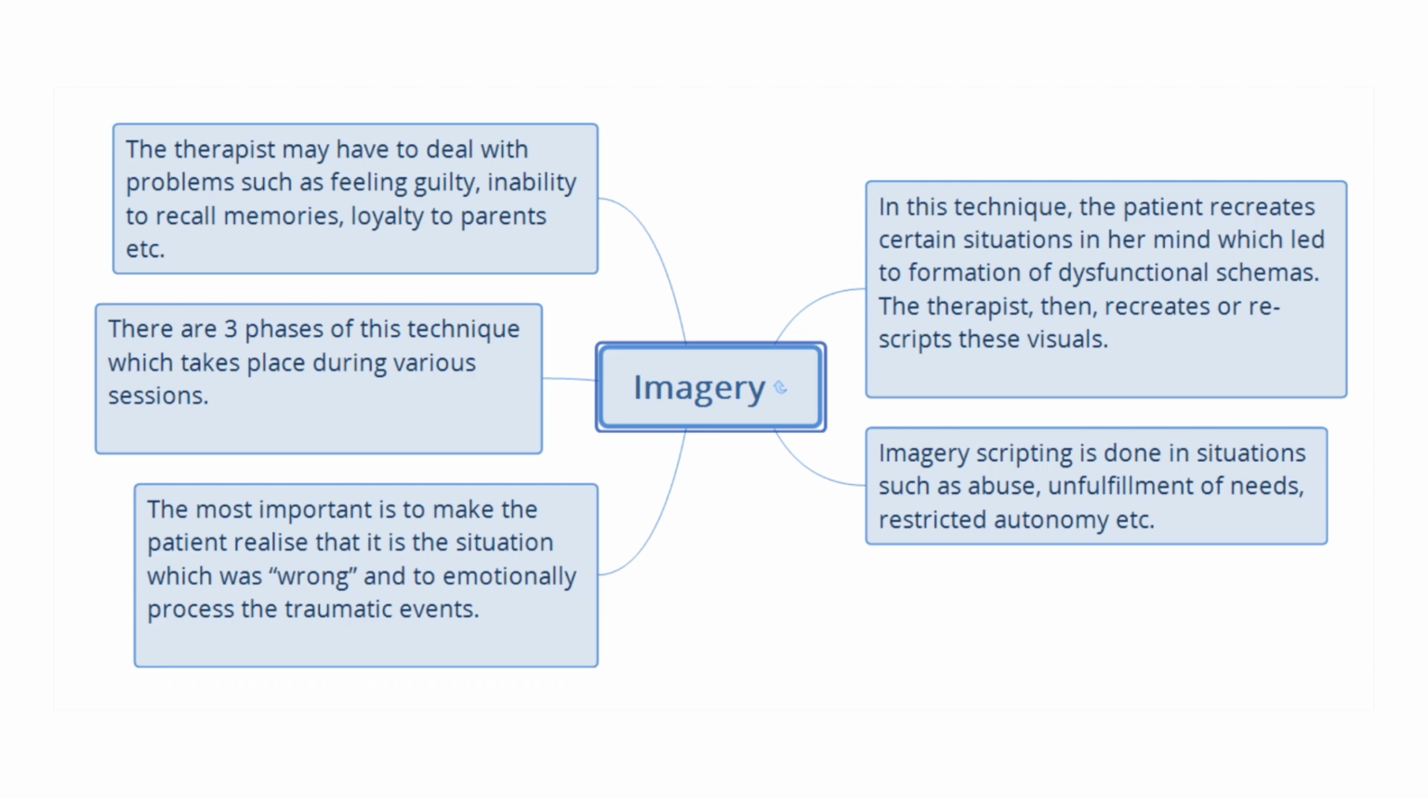With this, we move to the second part of the image rescripting. The second part of the treatment starts when the patient has developed a healthy adult mode and can herself execute the rescripting. Phase 1 is exactly the same as we discussed in part 1. In phase 2, the rescripting is done by the patient herself.